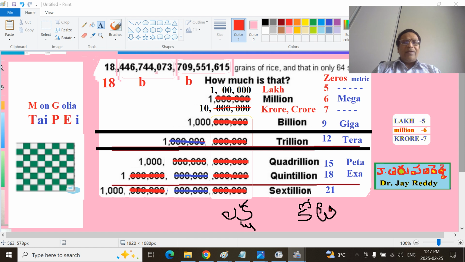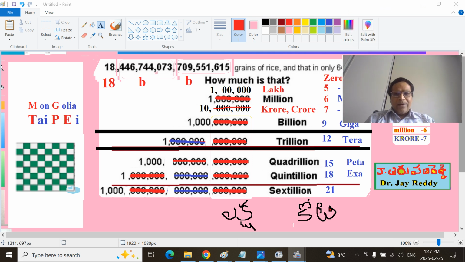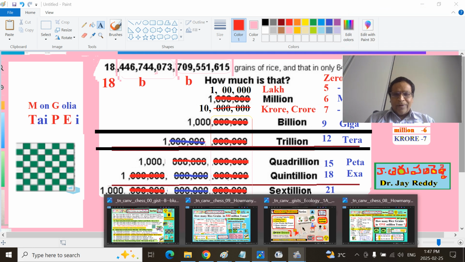And in India, we have the concept of the lakh and crore. Lakh is 1 zero less than a million. Crore is 1 zero more than a million. So you have to have this concept so that you can follow this series clearly.